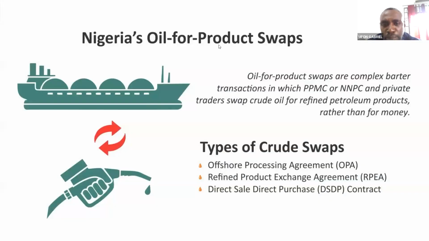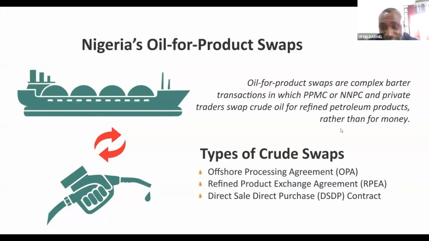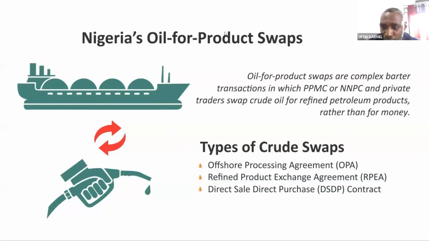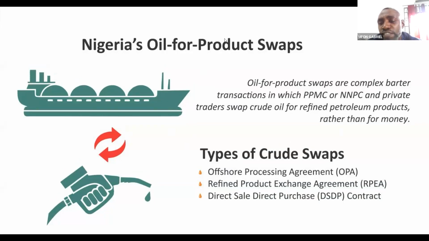When we talk about the crude swap, or Nigeria's oil for product swap, what we are referring to is a complex transaction, more like a trade by barter as we know it. This transaction is between the National Oil Company of Nigeria and commodity trading companies. The reason for all of this is that the 4 refineries that the National Oil Company owns are operating below capacity. They can't meet national demand.